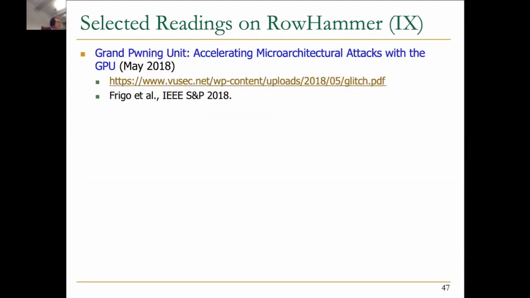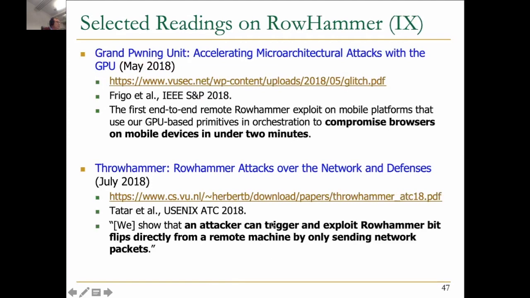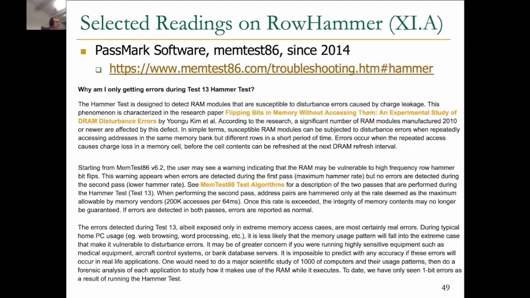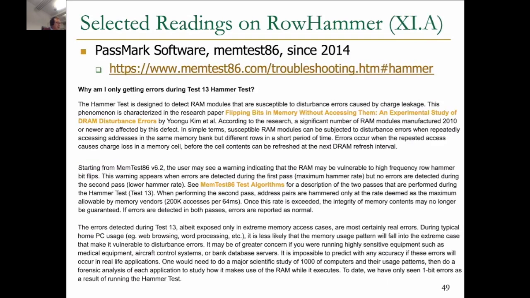You can see many different things over here. For example, these folks did it with a GPU. These folks did it over a remote direct memory access engine. Basically, once you can induce a bit flip reliably, you can take over the system in many different ways, and we've been seeing that essentially. Clearly, there are some solution papers that were also described.